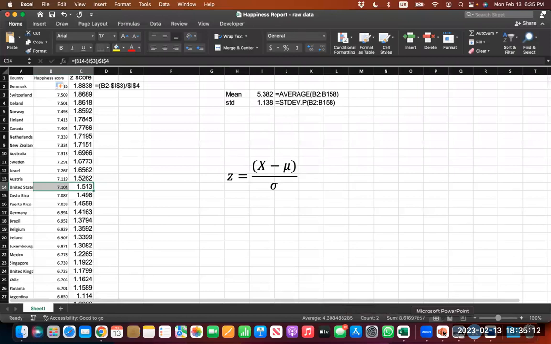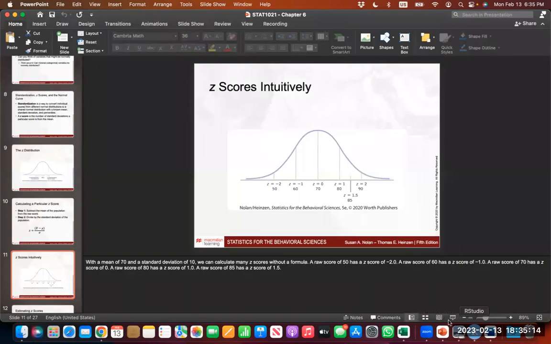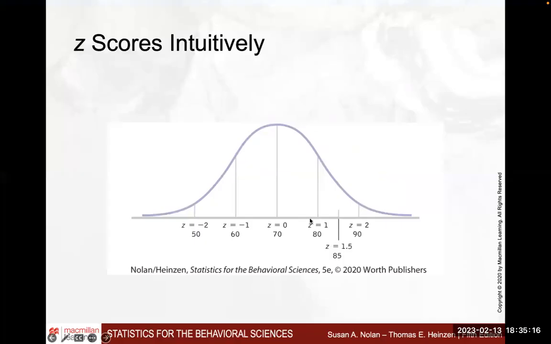So simple, right? And you have here the example. So this is the height of Manuel in Nolan and Heinzen's book. You basically have an average height of 70 in the class. Manuel is a little taller. He's at a Z score of 1.5. Know how to calculate these for the exams and for the homework, please. That will be quite important.